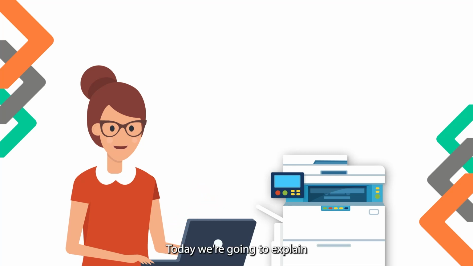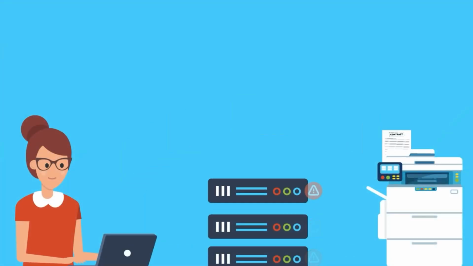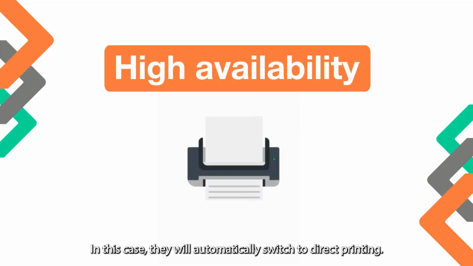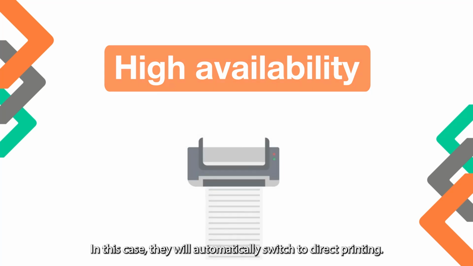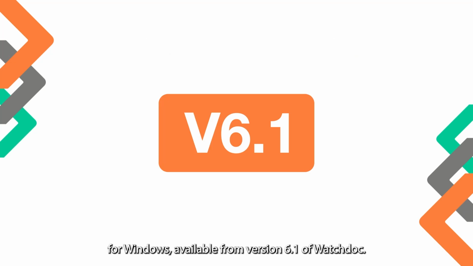Today, we're going to explain how to automate and use high availability printing to enable users to print no matter what happens, even if the servers are unavailable. In this case, they will automatically switch to direct printing. This is a configuration mode of the Watchdoc print client for Windows, available from version 6.1 of Watchdoc.